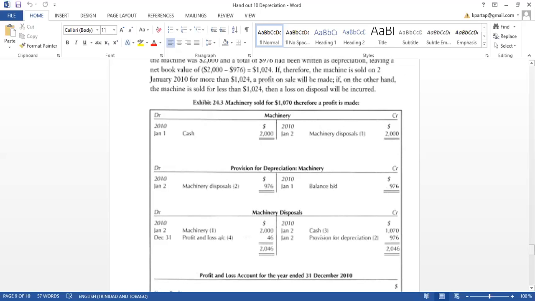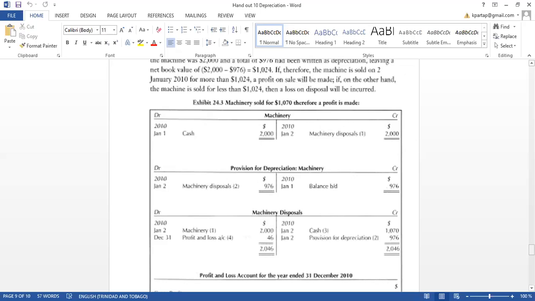So now we're dealing with this machinery disposal. Then we have the provision for depreciation machinery. We have the balance, basically all the depreciation, the balance brought down 976. We want to take out that 976 now. So that's why we have a debit machinery disposal 976. We debit that provision for depreciation account. So we're taking it out of there and putting it into the disposal account. The disposal account now, we should see provision for depreciation 976. That's entry number 2 there, right?